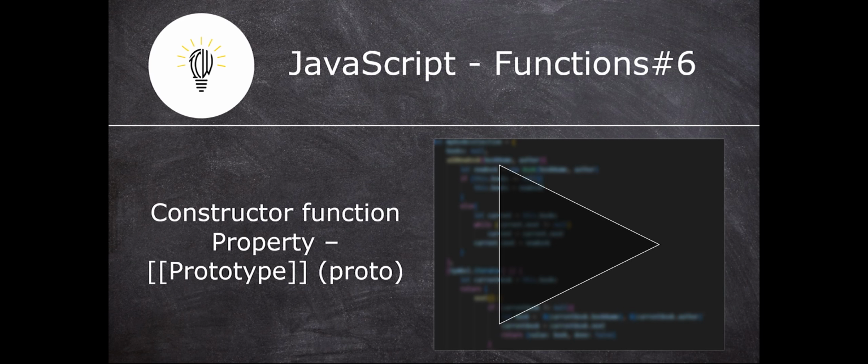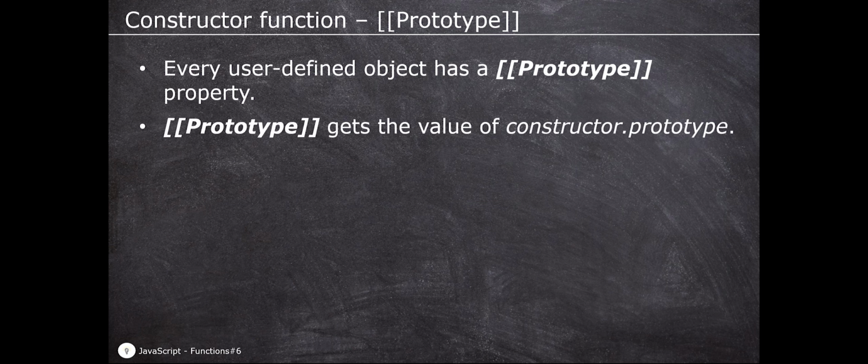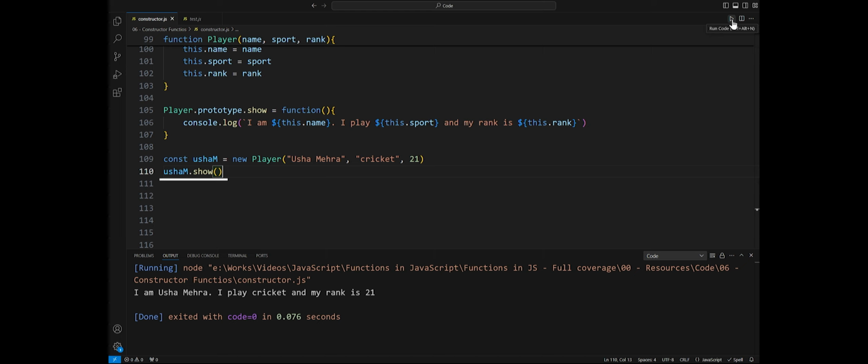For this, JavaScript provides one more property which we call __proto__. When I create a new object from a constructor function, JavaScript provides an internal property called __proto__ to the object. Now this property gets the value from constructor.prototype at the time of object creation. And this forms a linkage between the object and its constructor function. So as per our previous example, the object Usha M gets a reference to player.prototype, and hence I was able to call the function show.